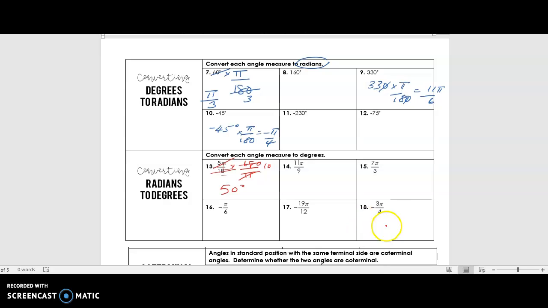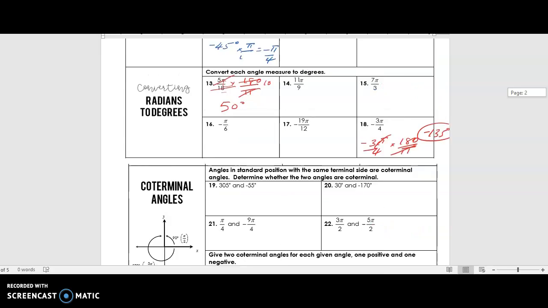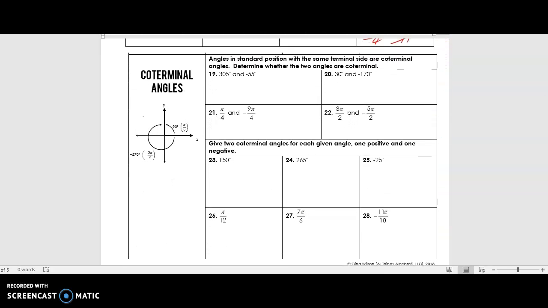So let's try the last one here with the negative. Same thing, negative 3 pi over 4 times 180 over pi, right? This will now reduce to negative 135 degrees. So I want you to try the rest. Okay, so now let's move on to the next part, the coterminals.